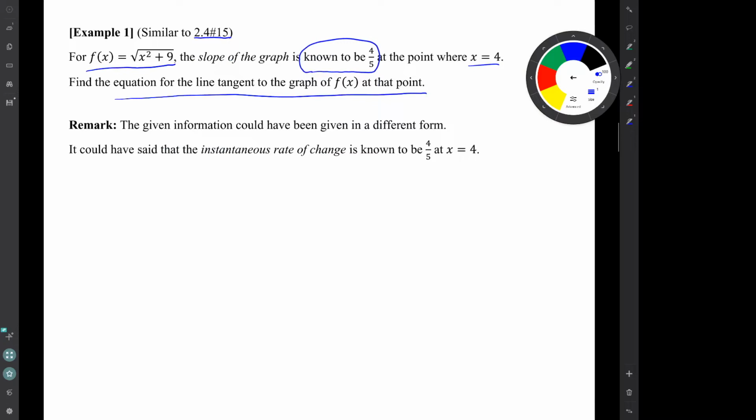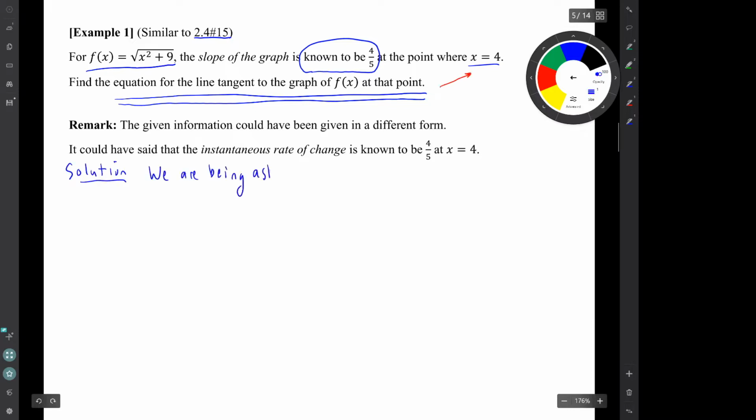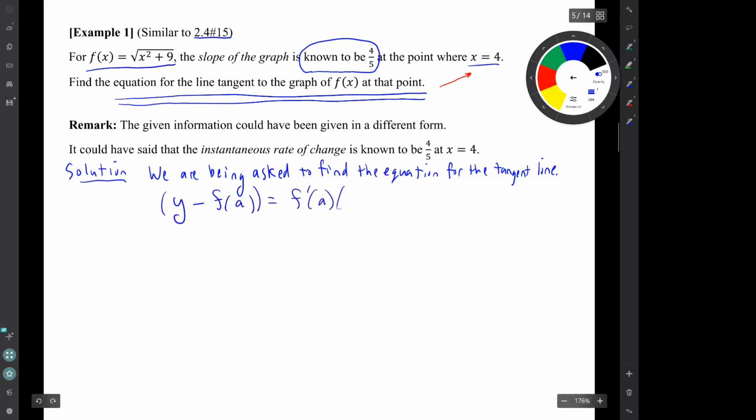Let's think about working backwards from what we're asked for. We are asked to find the equation for the line tangent to the graph of f at that point. So let's write down, for our reference, that form of the equation for the tangent line. We need to build that, so we're going to need to find these three quantities.